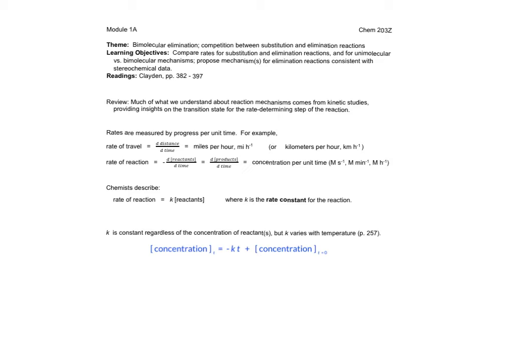This then fits a y equals mx plus b equation, so we can graph concentration over time on the y-axis and time on the x-axis. The y-intercept is the concentration at time equals 0, and then the negative slope equals the rate constant. I show this last part just as an optional appendix, so that you know that it's not magical.